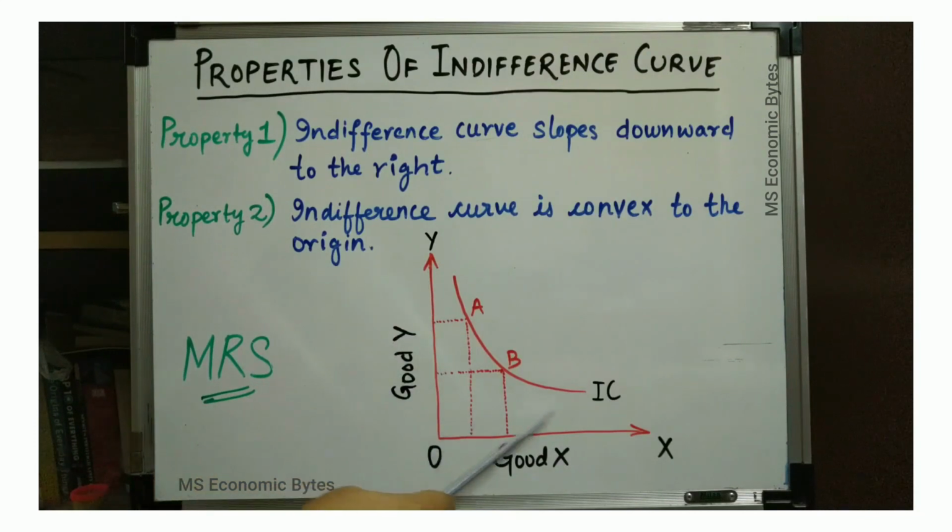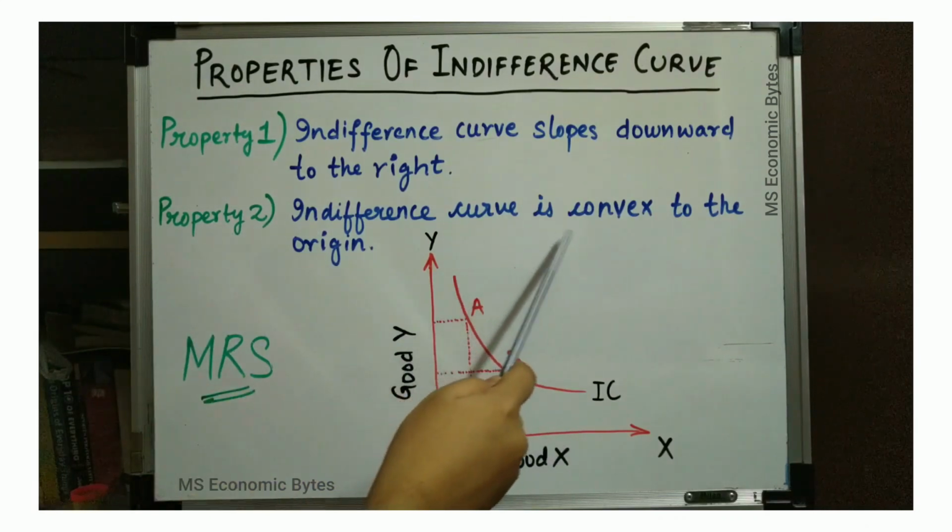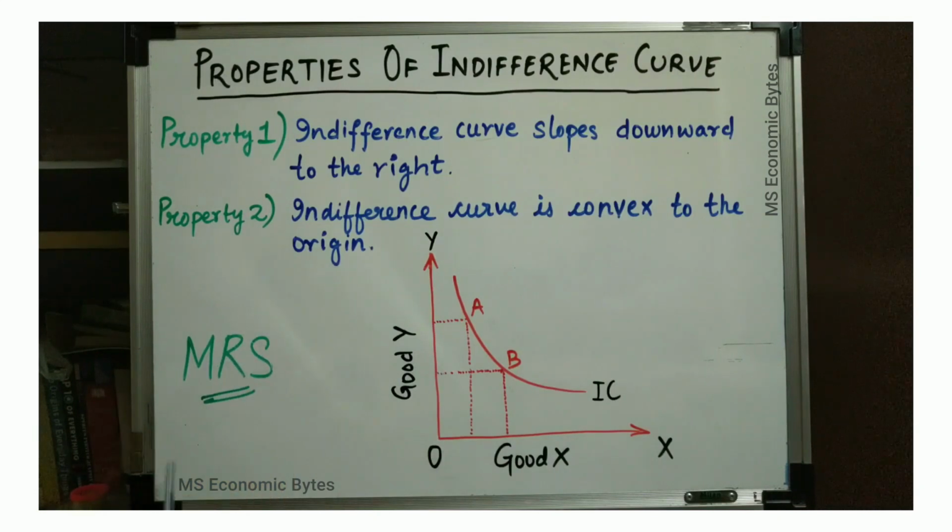In order for the consumer to remain on the same indifference curve, the person has to forego some units of good Y in order to get an additional unit of good X. So that actually culminates in the downward sloping nature of the curve. The second property is that it is convex to the origin. That is linked with the diminishing marginal rate of substitution, which means as the consumer consumes more of good X, he or she wants to forego very little of good Y, and that again culminates in the convex shape of the curve.